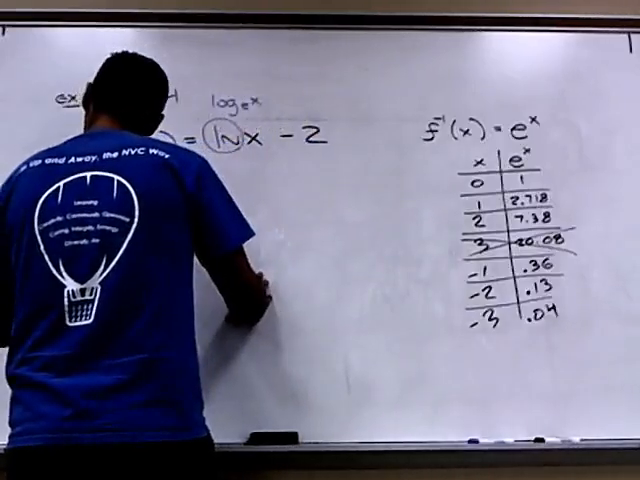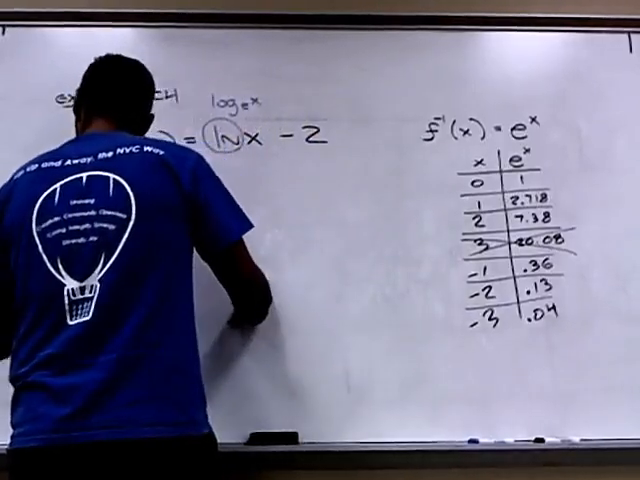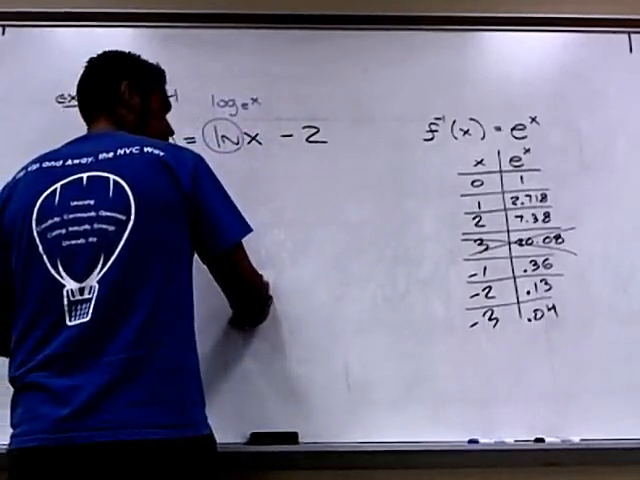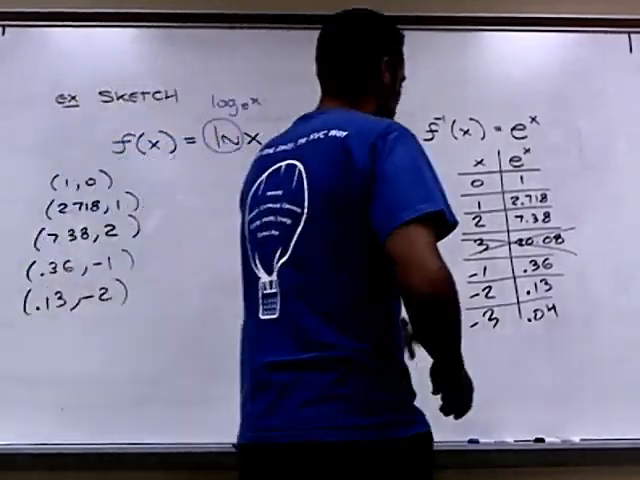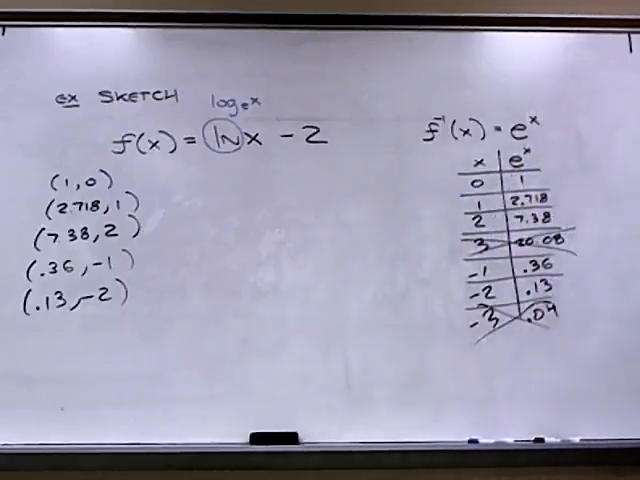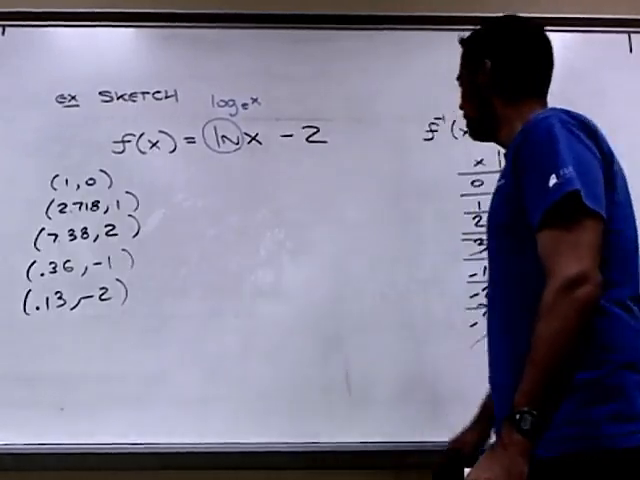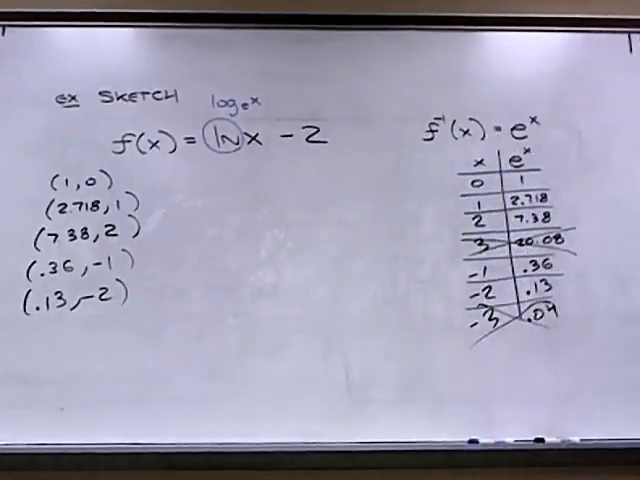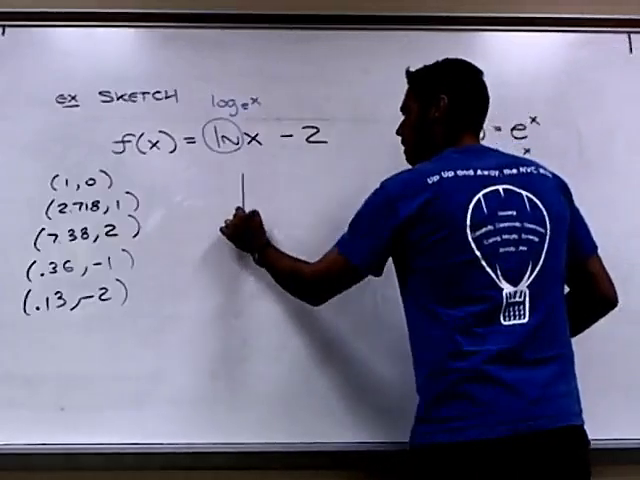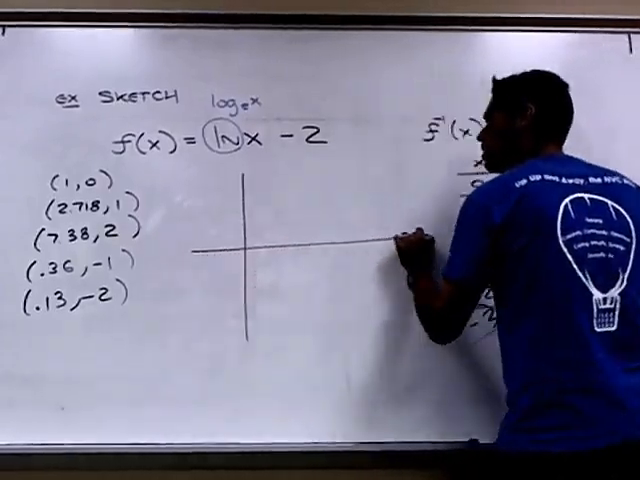0.36, negative 1, 0.13, negative 2, and that should be good enough. I don't need that last one. All right. I'm almost ready for the graph. Now it's going to look something like this.